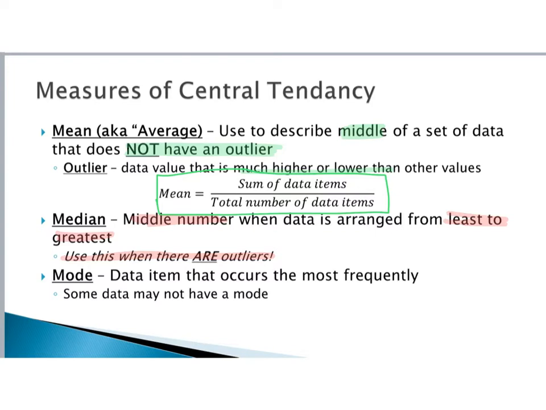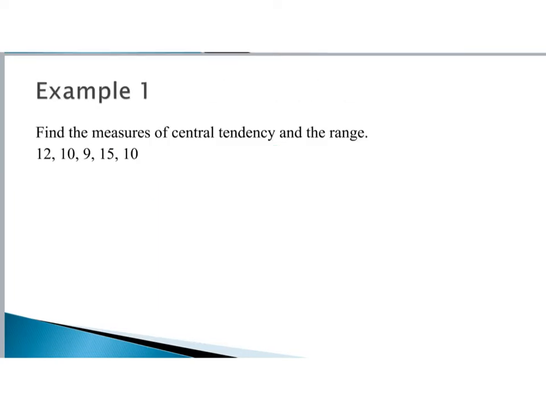Okay, and then the last thing we're going to look at is what we call the mode, and the mode is the item that occurs the most frequently. Now the one thing I want you to remember is sometimes there is no mode because your data only occurs once, and if everything only occurs once, then you have no mode. Likewise, though, you may also have more than one mode. So example 1 wants us to find the measures of central tendency and the range. We'll talk about the range here in a minute.